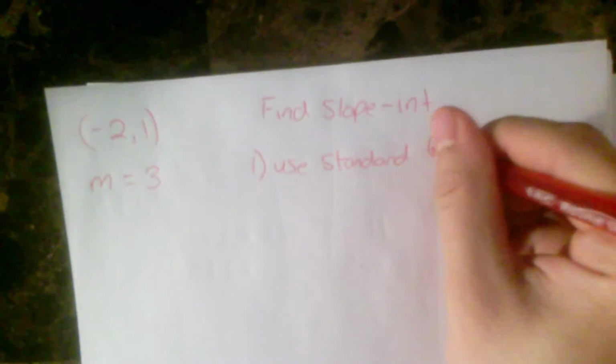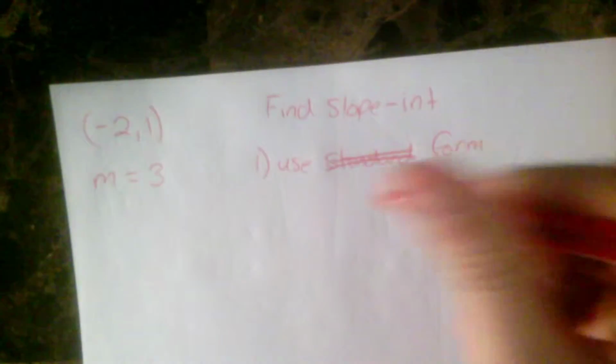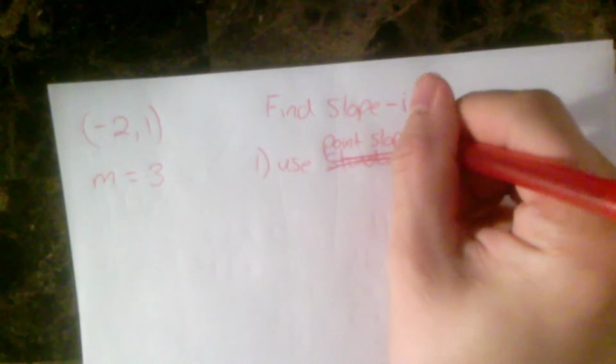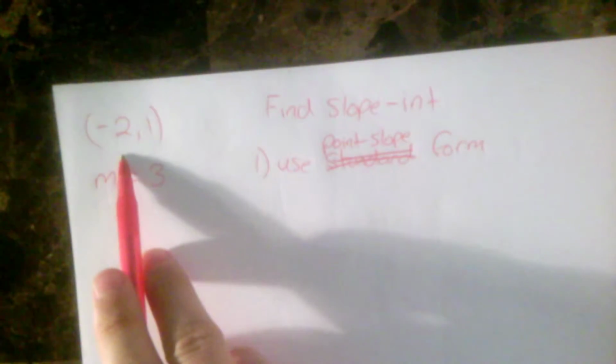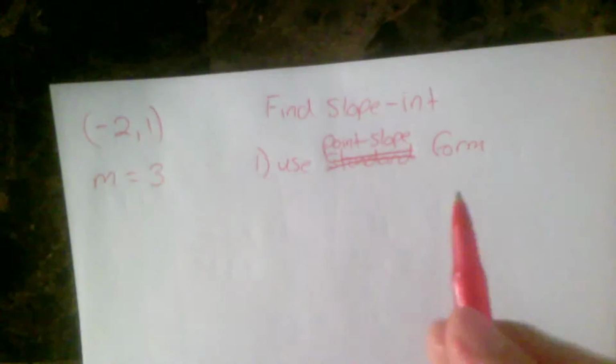And then step 2 is going to be solve for y. But anyway, use point slope form, not standard form. Which makes sense because they gave you a slope and they gave you a point. So we would use point slope form. Kind of makes sense, right?